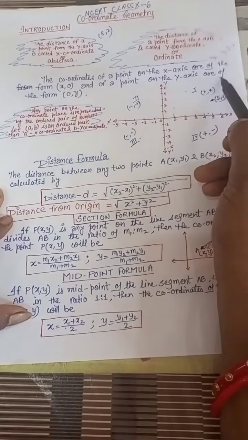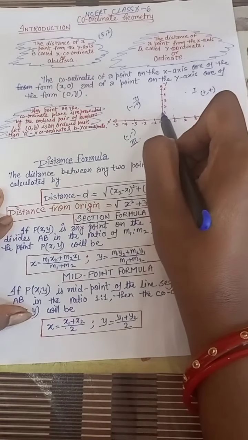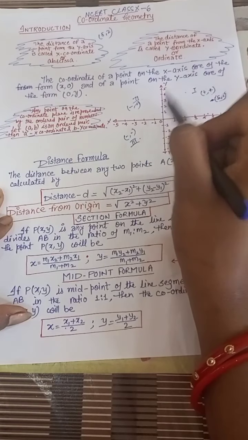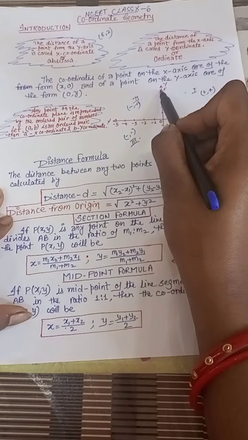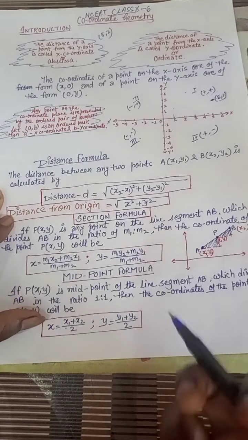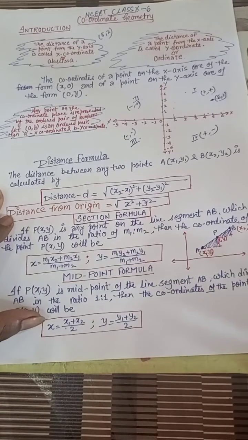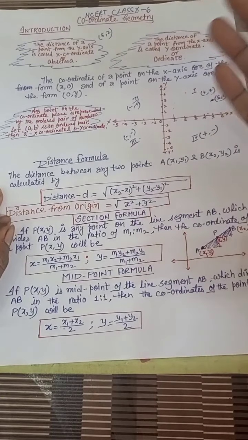And on the y-axis there is (0, y). This point is called (0, 1), this point is called (0, 2), this point is called (0, 3), this point is called (0, 4), this point is called (0, 5). So on the x-axis the coordinates are of the type (x, 0), where x can be -1, -2, 1, 2, 3, 4, 5, infinitely many. On the y-axis the coordinates will be (0, y), where y is any integer.